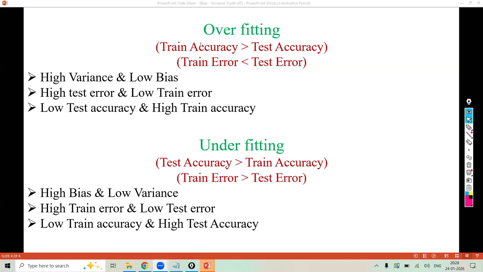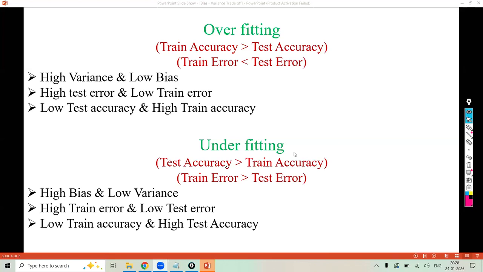In the market, we require students who have both, neither underfitting nor overfitting, who can give both ways. That is more important for us. Right, guys? Done. So this is the overfitting and underfitting problem.